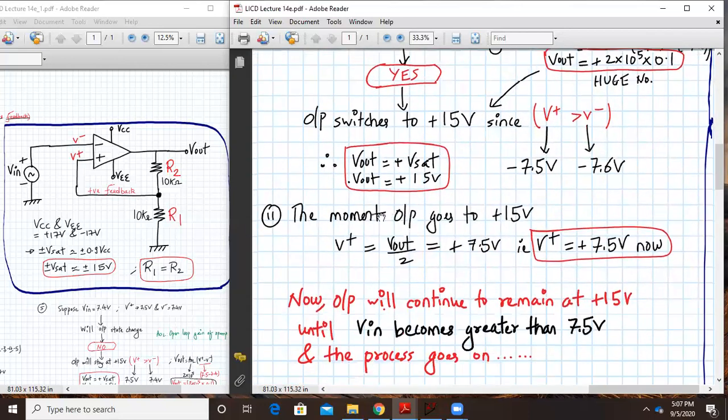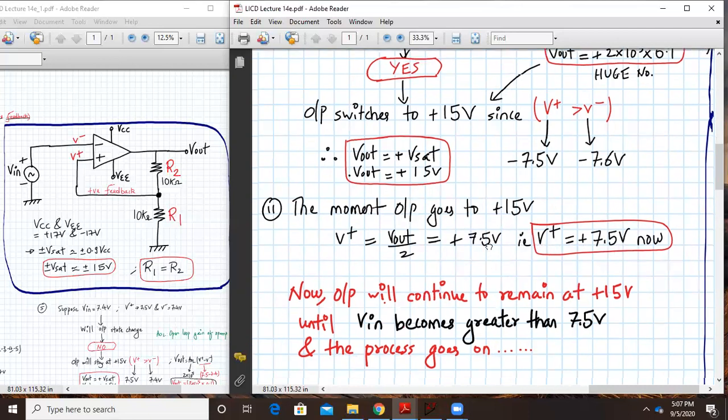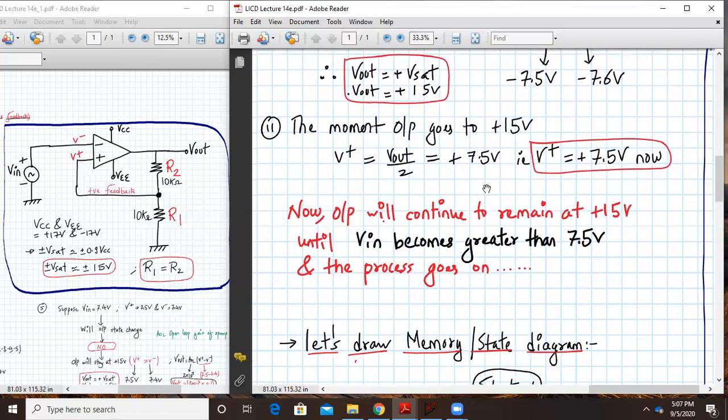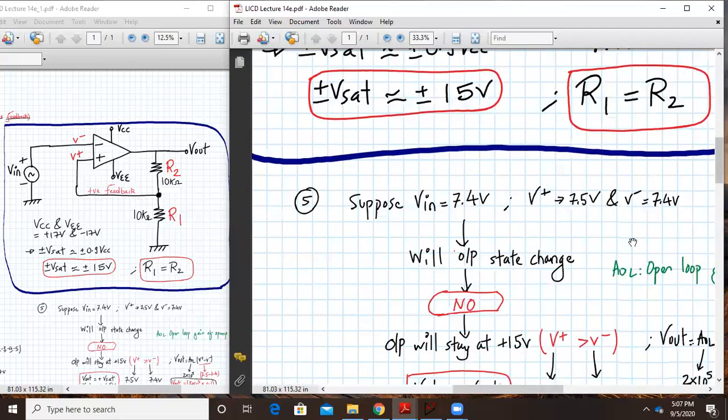And again, the moment the output goes to plus 15, my V plus again becomes 7.5. So my new value of V plus is 7.5 now, and we are back to the start. Again, the output will continue to remain at plus 15 until V in becomes greater than 7.5 volts again, and the similar process will go on. Okay, so this entirely is the working of my inverting Schmitt trigger.